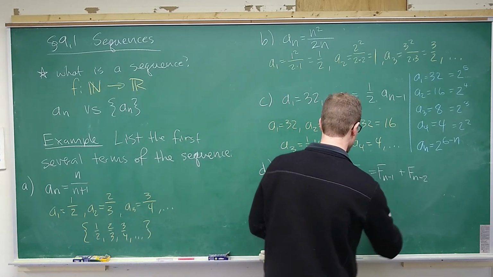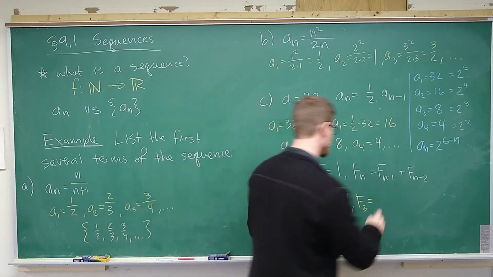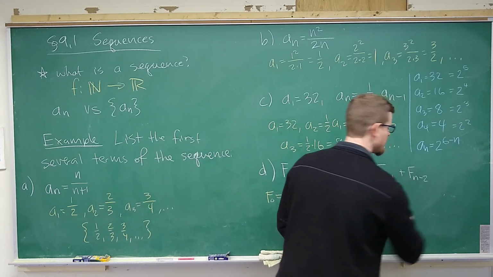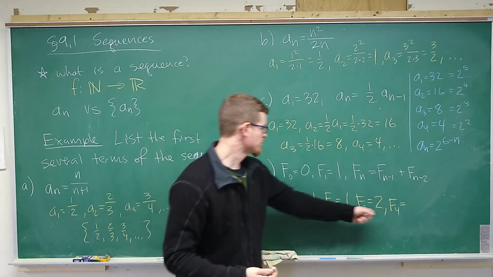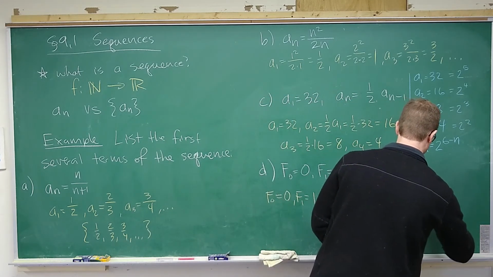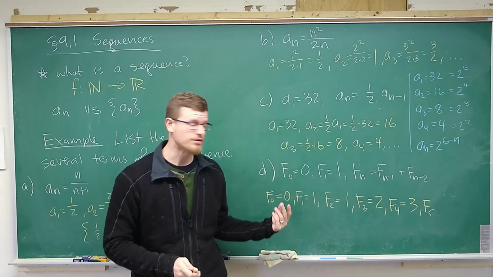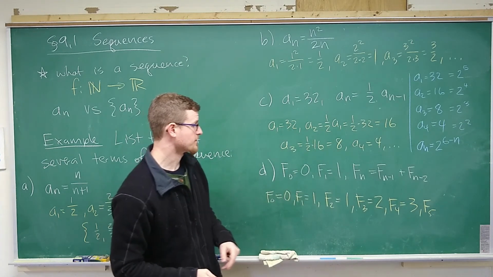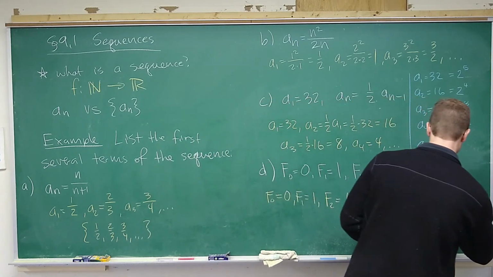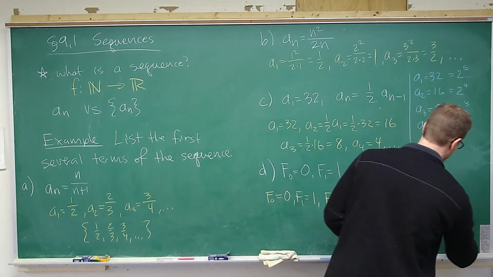F sub 3 is the sum of the previous 2 terms. 1 plus 1 is 2. F sub 4 is the sum of the previous 2 terms. 2 plus 1 is 3. And the 5th term is the sum of the previous 2 terms. Or sorry, that's actually the 6th term, f sub 5. Sum of the previous 2 terms, 2 plus 3 is 5. And we can continue on in this way.